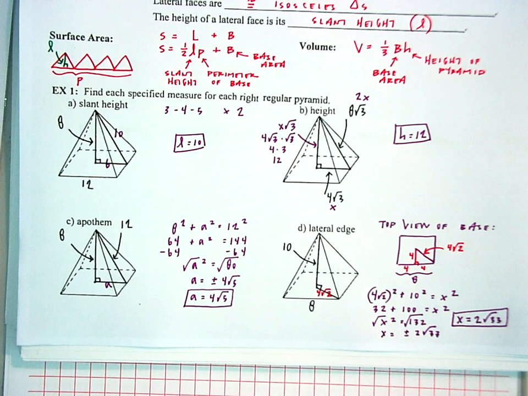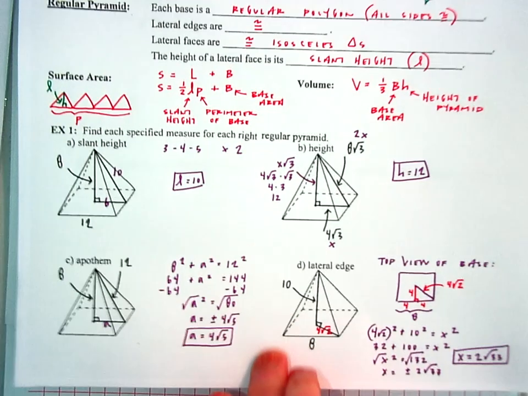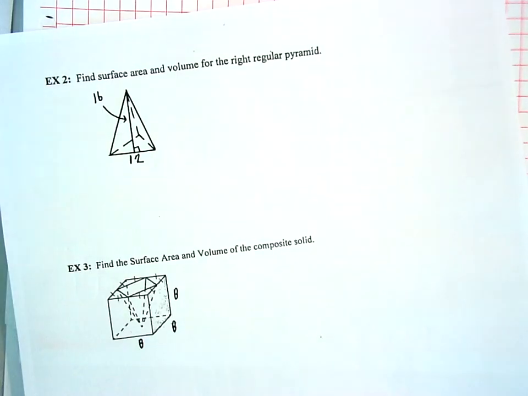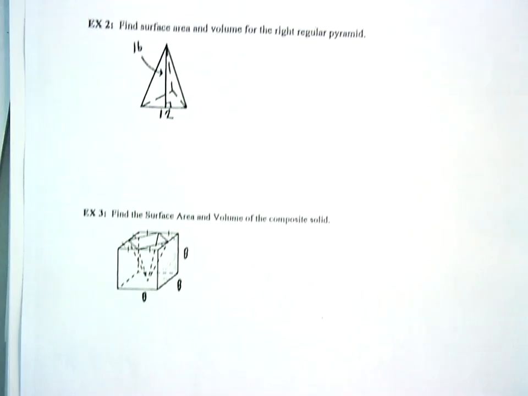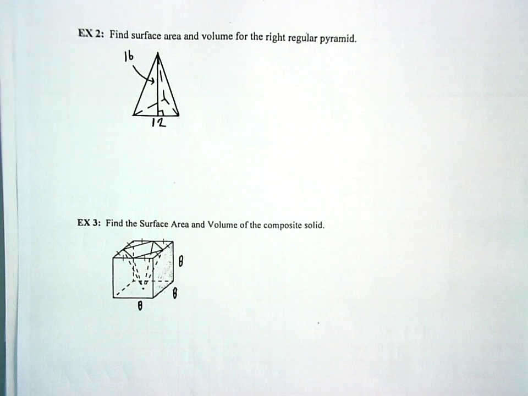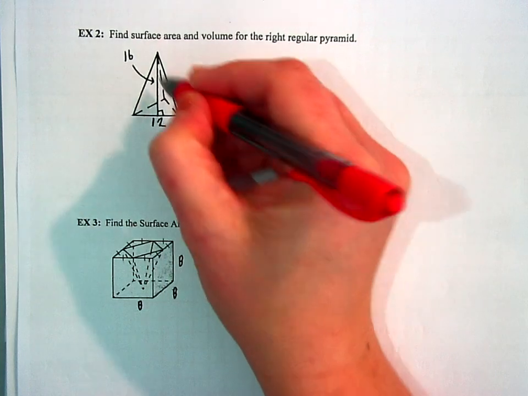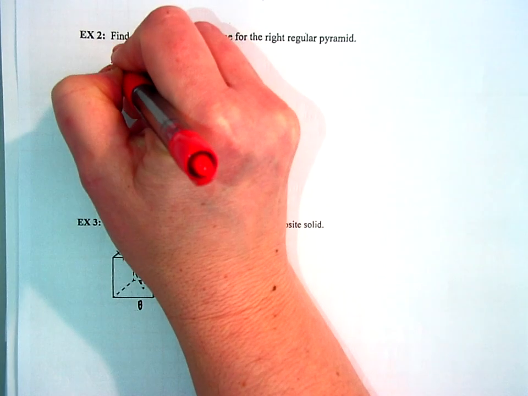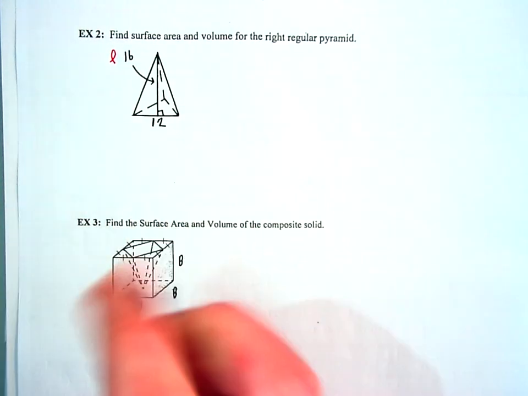All right, please flip to that second page. We only have a couple on the back, or 3 on the back. All right, find the surface area and volume for the right regular pyramid. So first thing that I have to take stock of is just what is it that I actually know. So I know a slant height, and I know here a base edge.